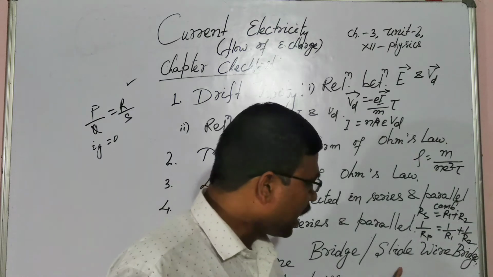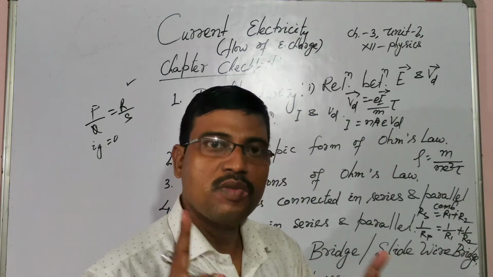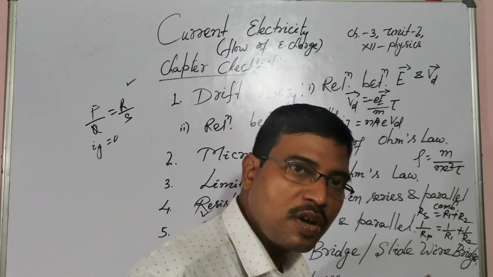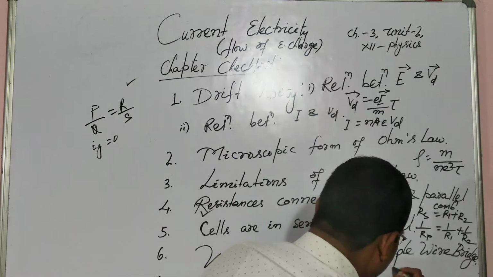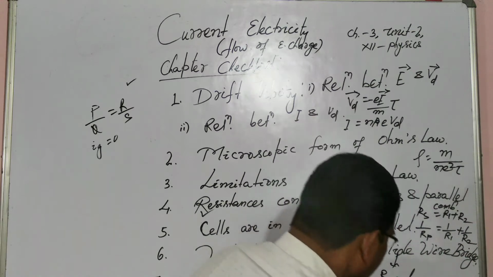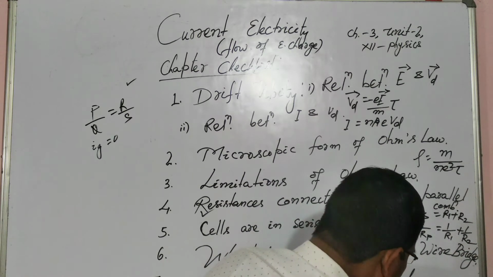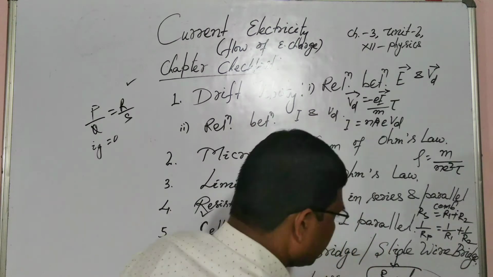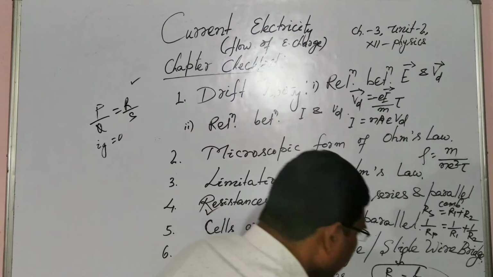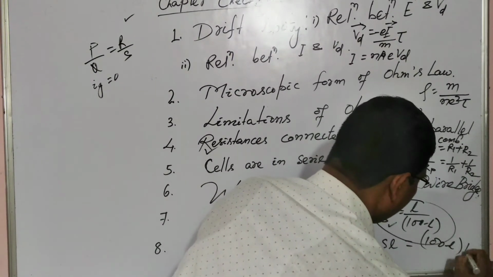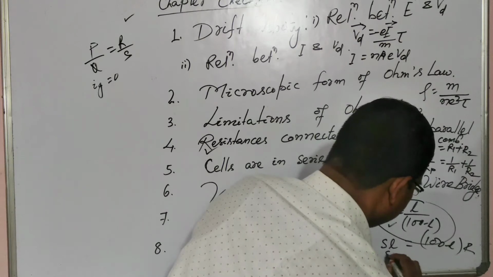Like this, the slide wire bridge or meter bridge is only 1 meter long and consists of manganese or constantan wire. It is also used to measure an unknown resistance. Here, R by S is equal to L by 100 minus L, as it is 1 meter. So the unknown resistance S is equal to (100 minus L) into R by L.